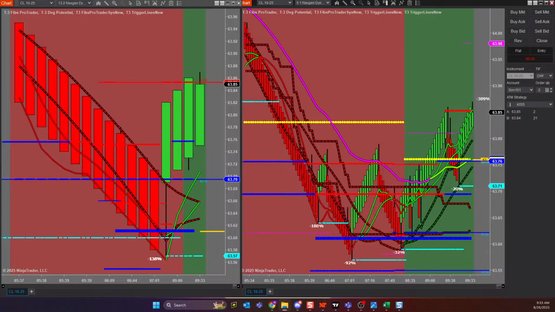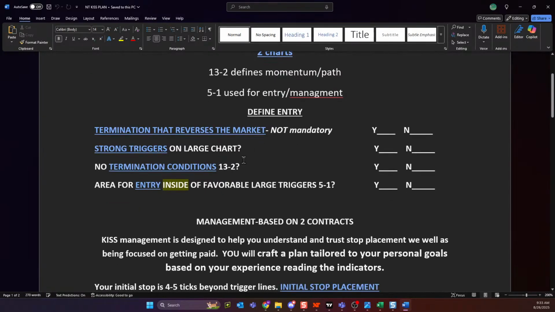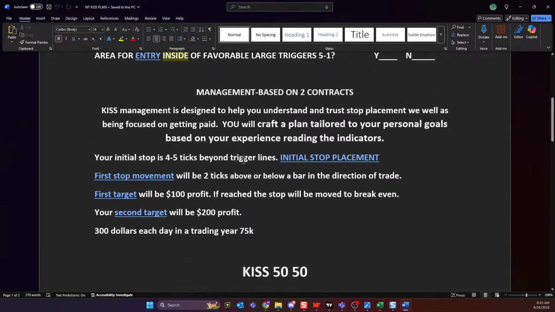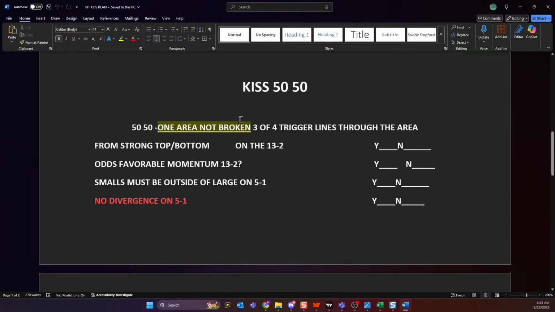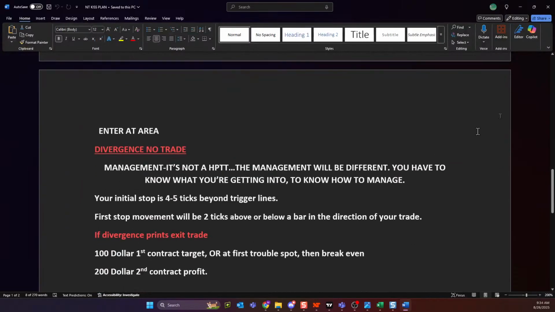So NinjaTrader users, you have your spreadsheet and you have your plan. 2 charts, 3 rules, and a checklist for entry. Your plan also includes how to manage as a brand new user as you learn to read your indicators. It also includes 3 out of 4 triggers through. Take that potential to break trade. The rules are very, very specific, guys. Even the management is in there.